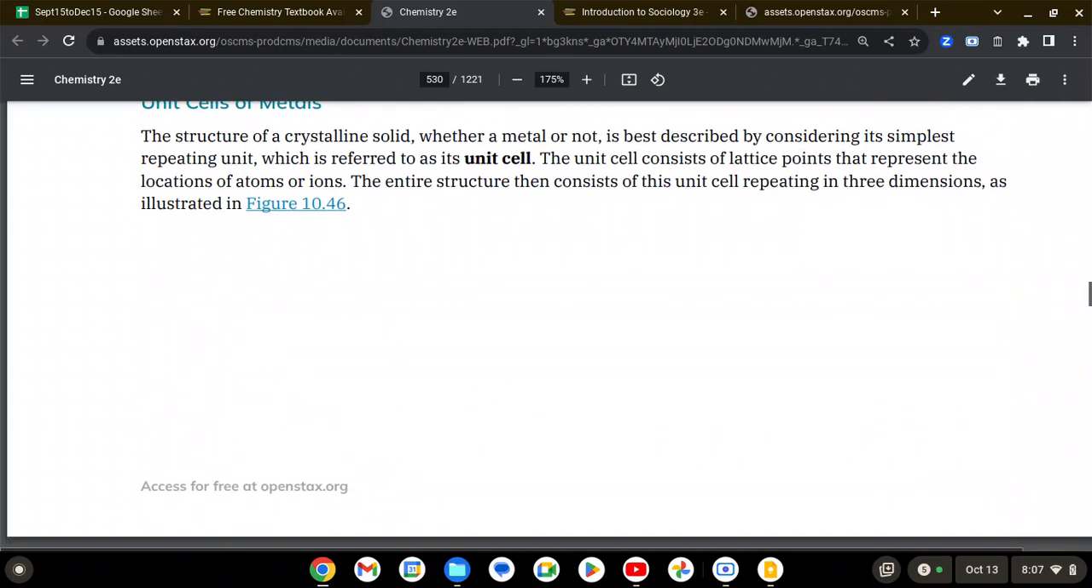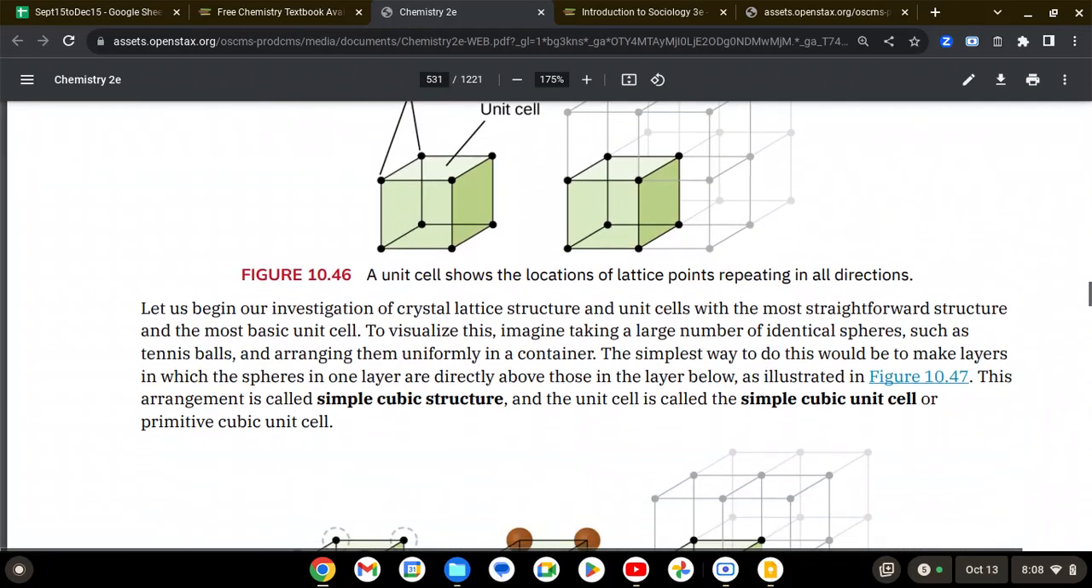Unit cell of metals. The structure of a crystalline solid, whether a metal or not, is best described by considering its simplest repeating unit, which is referred to as its unit cell. The unit cell consists of lattice points that represent the location of atoms or ions. The entire structure then consists of this unit cell, repeating in 3 dimensions as illustrated in Figure 10.46.